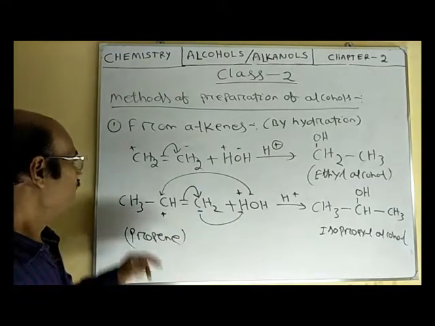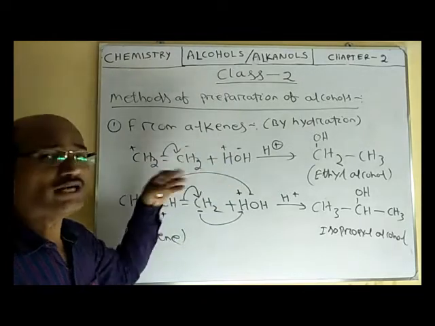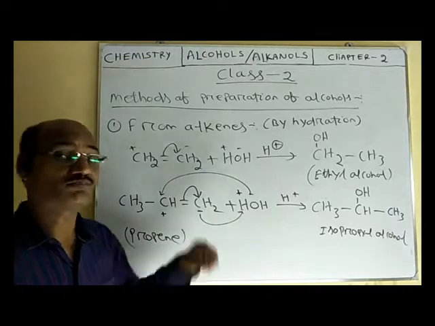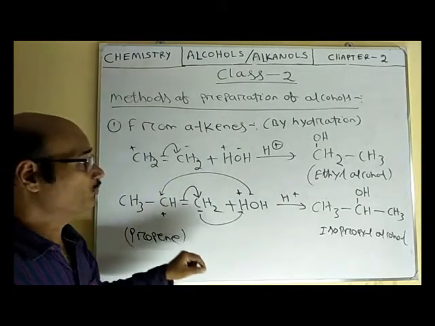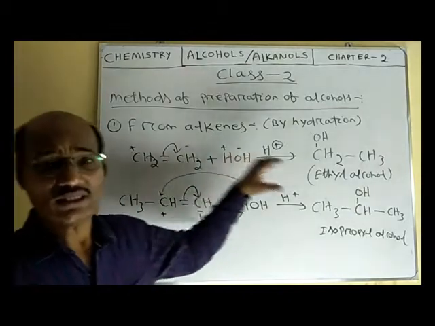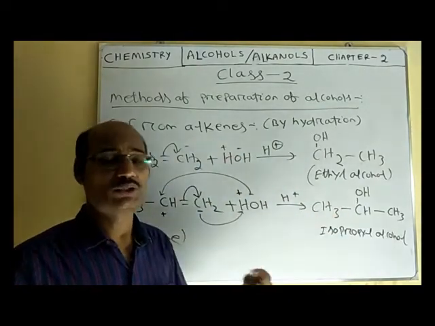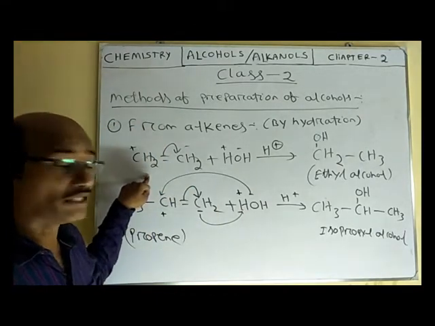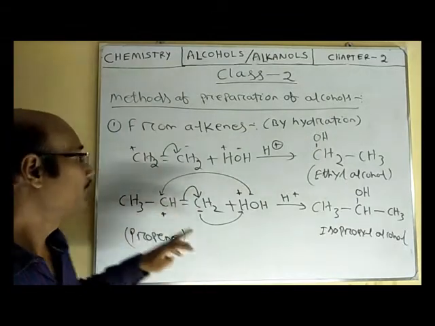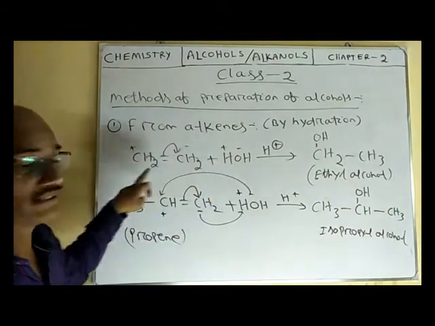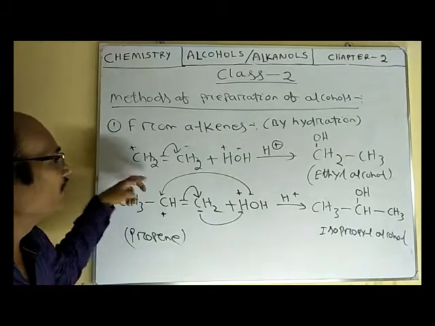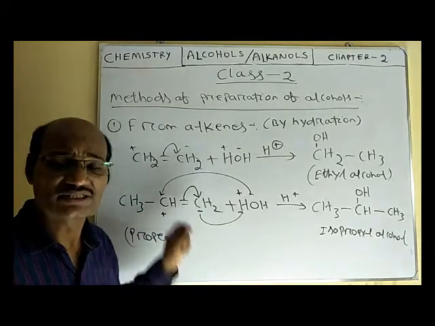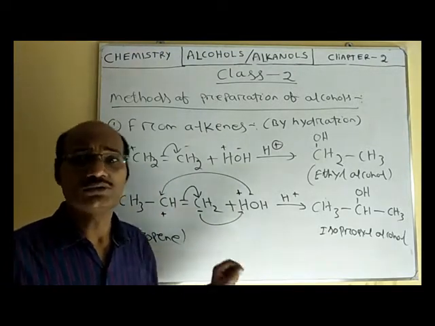So addition of water to the alkene can be done indirectly, that is, first by treating with concentrated sulfuric acid, then boiling with water. Number two, we can also add a molecule of water to the alkene using dilute sulfuric acid, where water will be added directly. And when we have an unsymmetrical alkene, the addition will take place according to Markovnikov's rule.